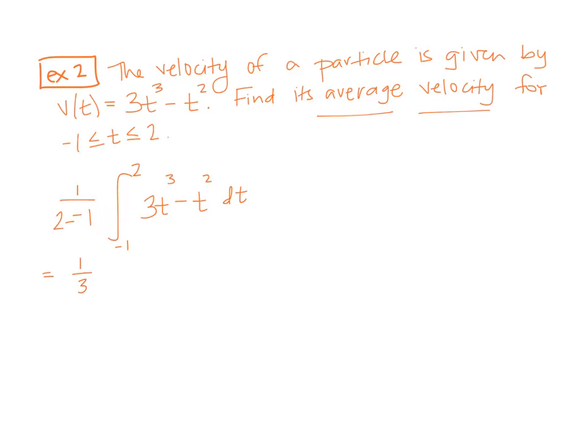And then let's do our entire integral here. Let's antiderive this. So we'll have 3/4 t to the 4th, and then minus 1/3 t to the 3rd. And we want to evaluate that at 2 and at -1.